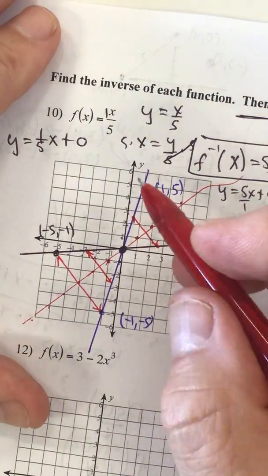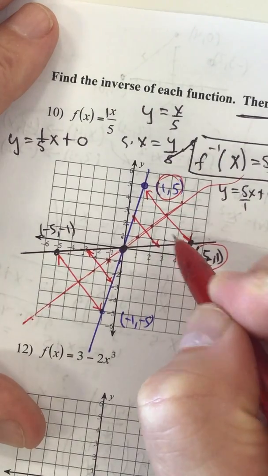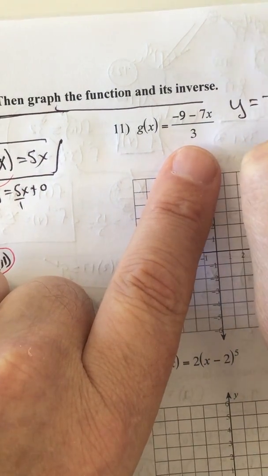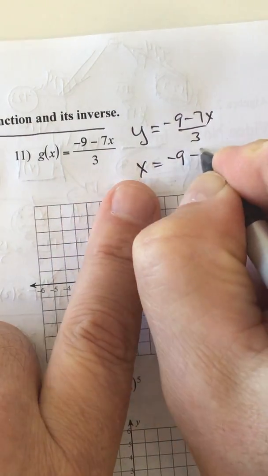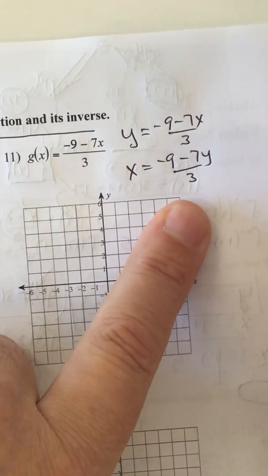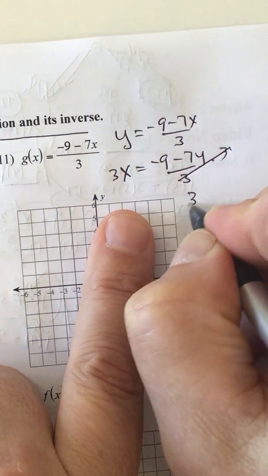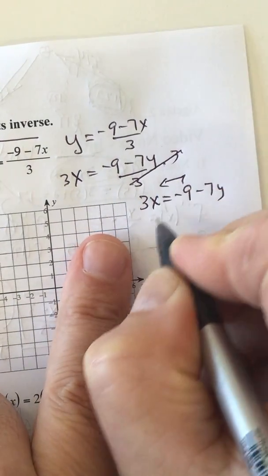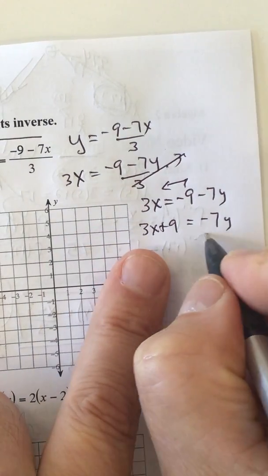So there's a couple ways to check and see we have it right. The points should be inversed from one another, and then the picture should fold across the diagonal. Let's try that with 11. First of all, let's find the inverse. So I have y equals -9 minus 7x over 3. So the inverse is x equals -9 minus 7y over 3. And now I've got to solve for y. Multiply both sides by 3. So now I've got 3x equals -9 minus 7y. Move the 9 over. So I have 3x plus 9 equals -7y. And divide off the -7.